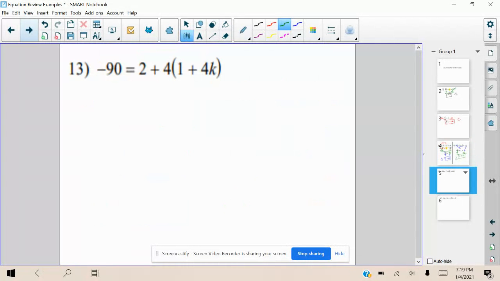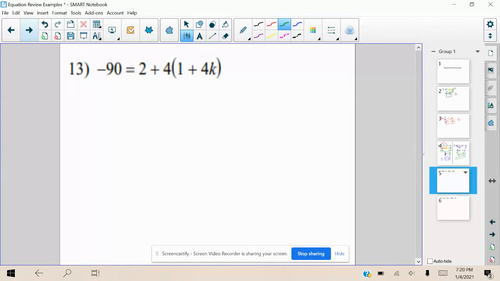This is problem number 13 on your worksheet. You have negative 90 is equal to 2 plus 4 times a quantity 1 plus 4k. Now, this might look a little bit intimidating, but we've done this before. You've rocked this before, so you're going to be completely okay. You might just have to dust off the cobwebs, but you are going to be skilling this.